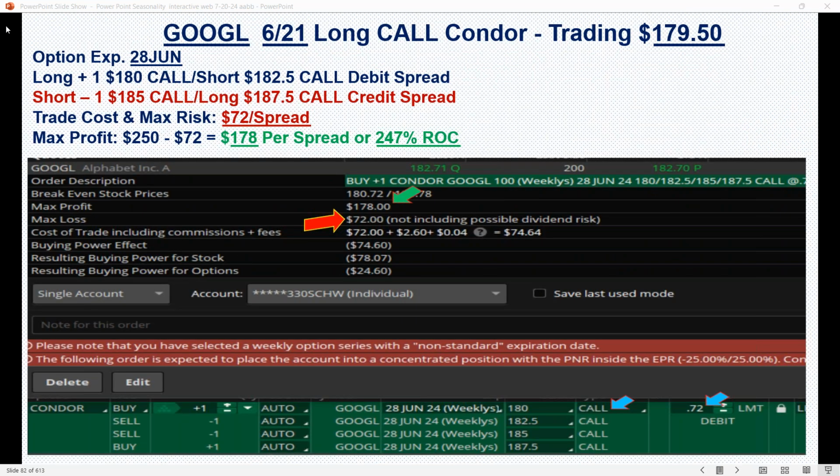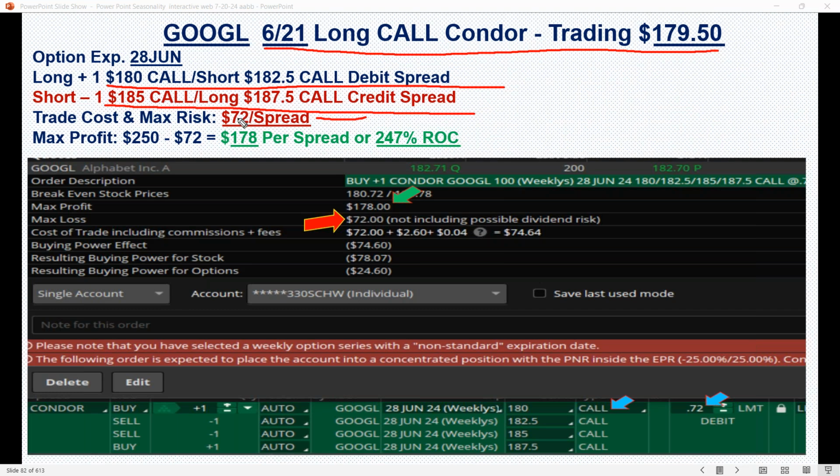So here was the trade that was executed, doing a call condor. Long the 180, short the 182.5 debit spread, and then against it, short the 185, 187.5 credit spread. Sometimes we'll leg it, but a lot of times we just send it out as the condor.